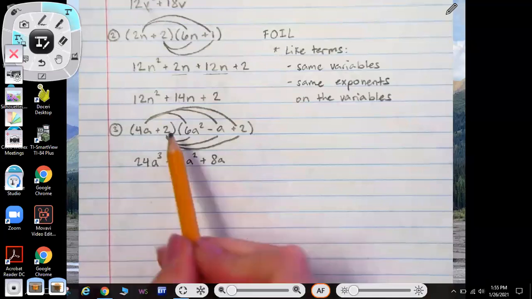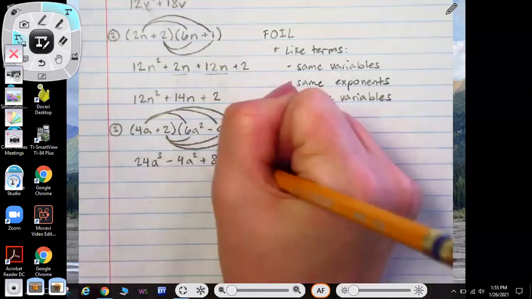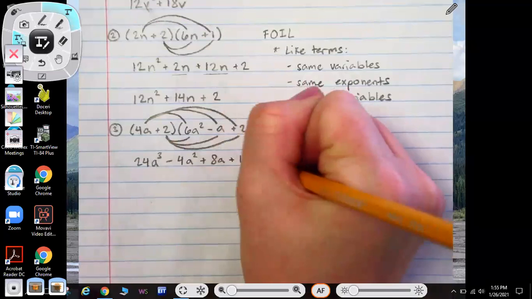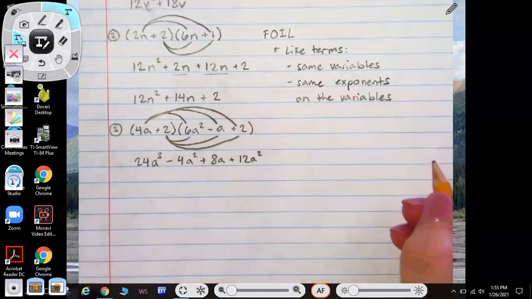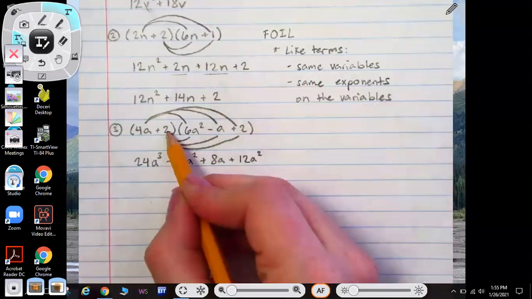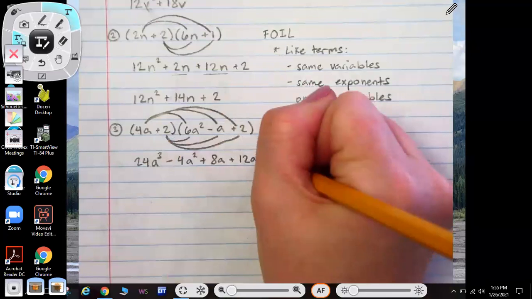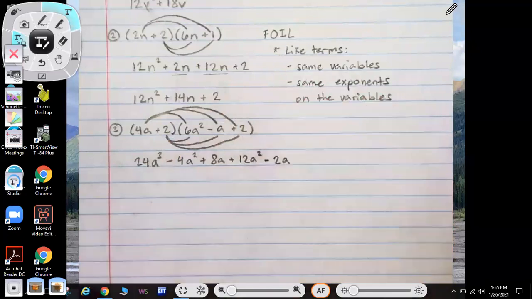Now we distribute the 2. 2 times 6a squared is 12a squared. 2 times negative a is negative 2a. And 2 times 2 is 4.